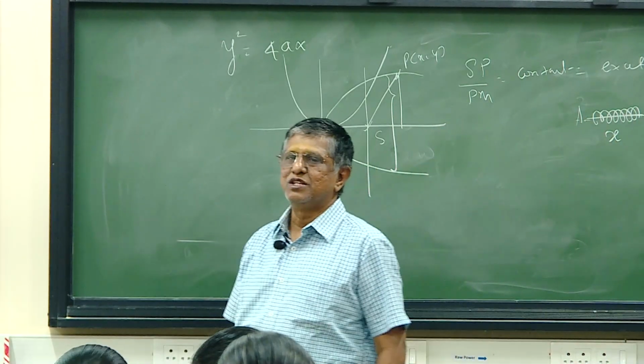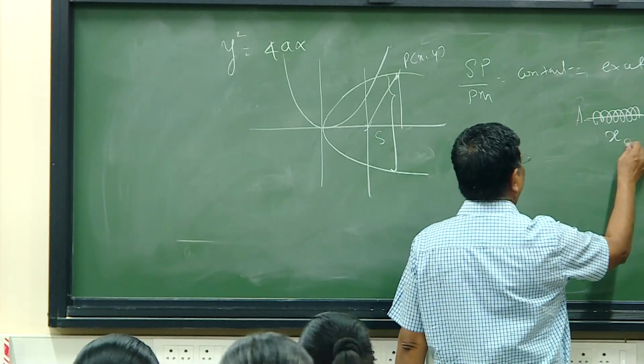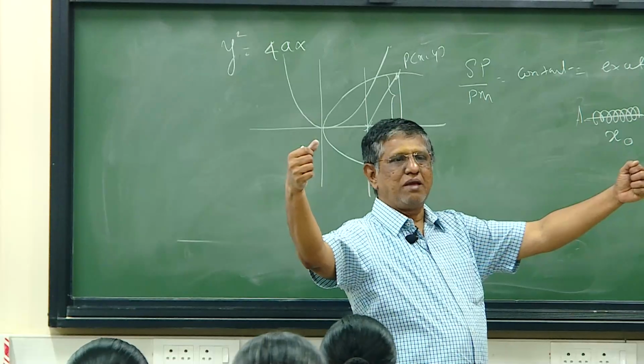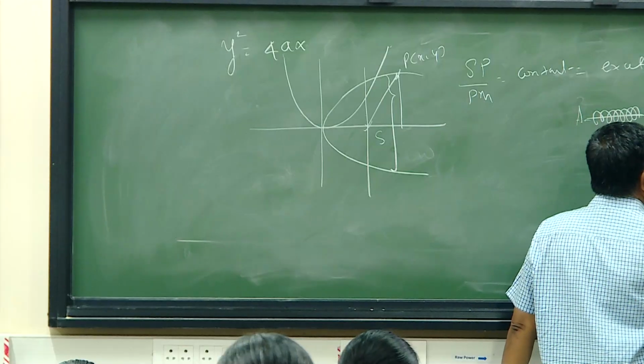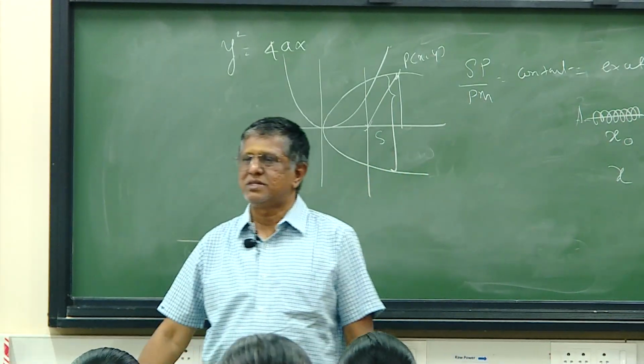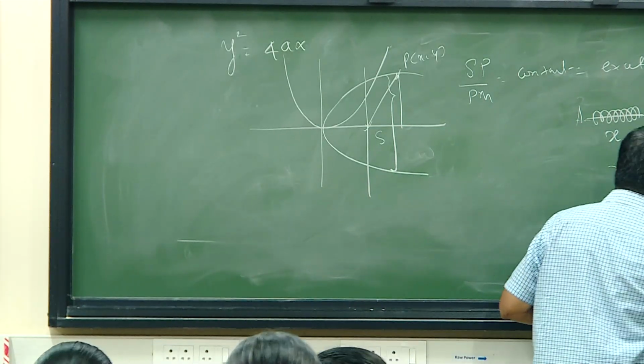What is x here? Displacement, elongation. Let me call the original length x naught. At any instant of time, I am elongating to x. Therefore, it is half k (x minus x naught) square. You agree with this? That's a displacement. So, the original distance is x naught, I am elongating it, and at any instant it is x. Therefore, the elongation is x minus x naught. Therefore, this is the potential energy. Any doubt about this?